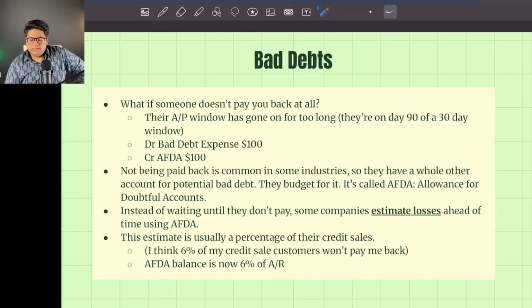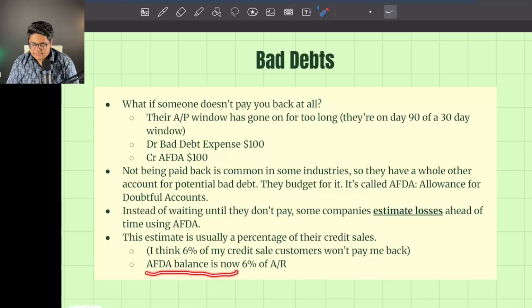But basically, not being paid back is common in some industries like utilities, etc. So they have a whole other account for potential debt. They budget for it. It's called AFTA, the allowance for doubtful accounts. Instead of waiting until the customer doesn't pay, some companies just estimate the losses ahead of time using AFTA. This estimate is usually a percentage of the credit sales. So for example, I'm going to sell stuff to my customers. On average, I think that 6% of them aren't going to pay me back. Now my AFTA balance is 6% of my accounts receivable.